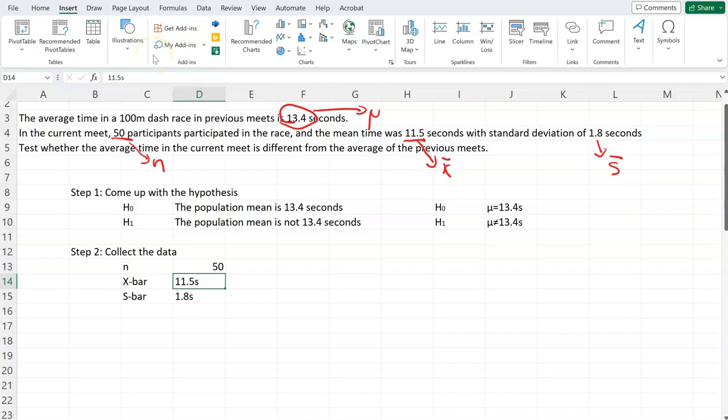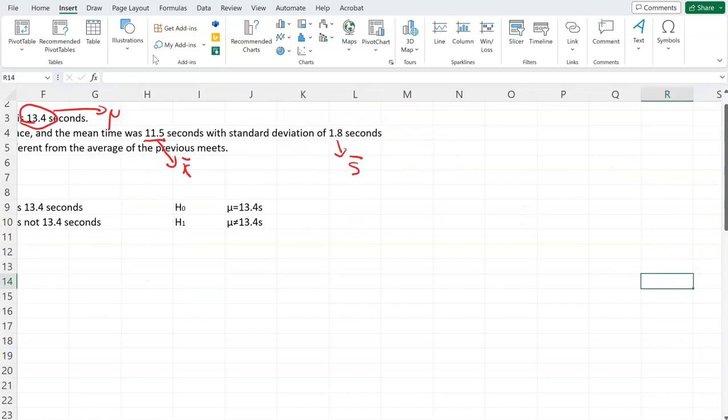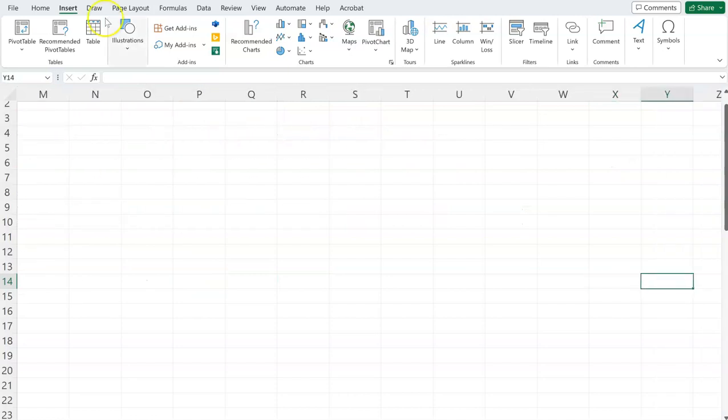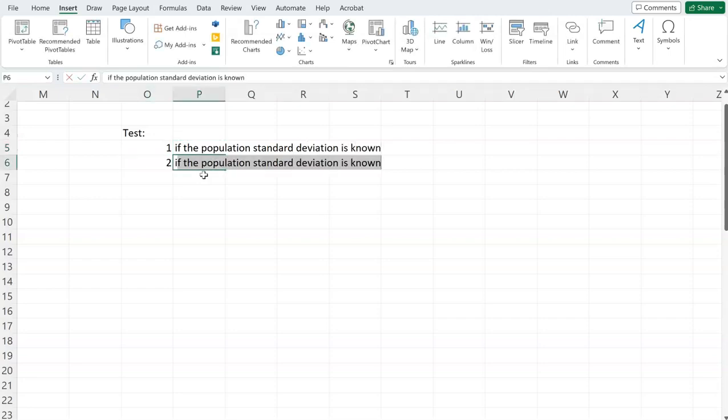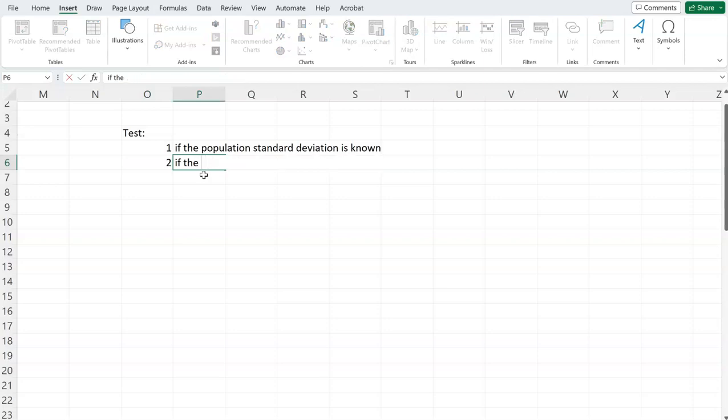Now, how do we do this test? We're going to do a sidebar here and look at tests given 2 scenarios. One test is if the population standard deviation is known. And the second test is if the population standard deviation is not known.